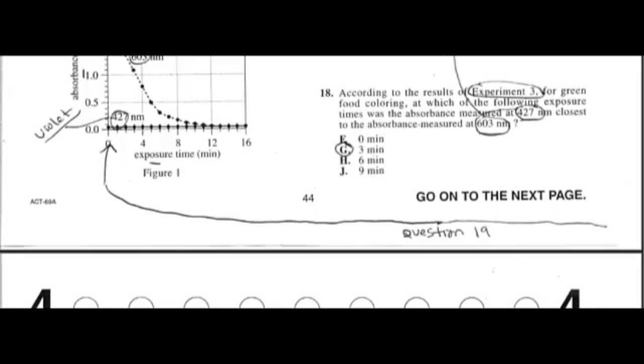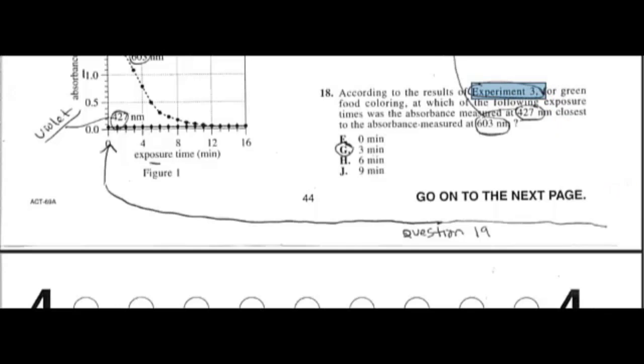Test 69A, Science, Practice Problem number 18. Number 18 is in an experiments passage, and the question states, according to the results of experiment 3 for green food coloring, at which of the following exposure times was the absorbance measured at 427 nanometers closest to the absorption measured at 603 nanometers? First thing that we need to do is go on up and take a look at experiment 3. So let's scroll on up to experiment 3.